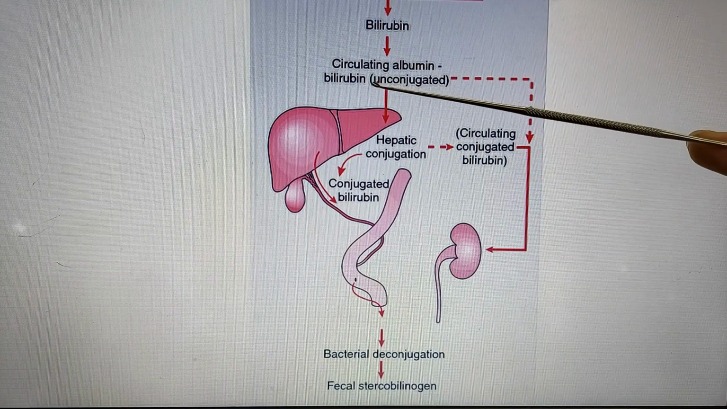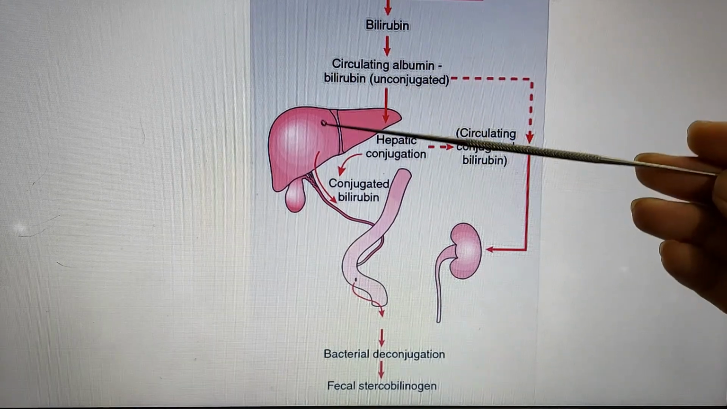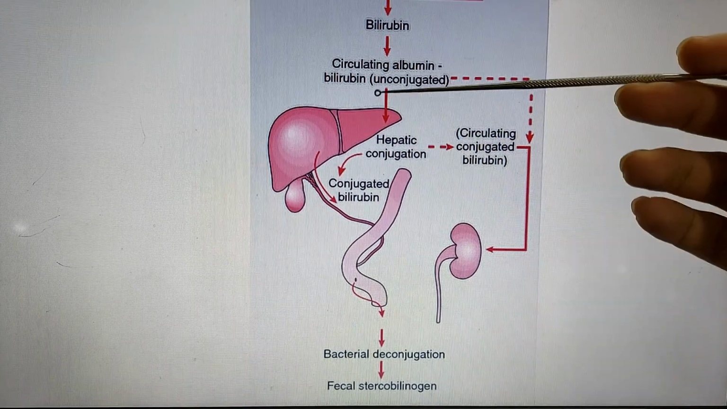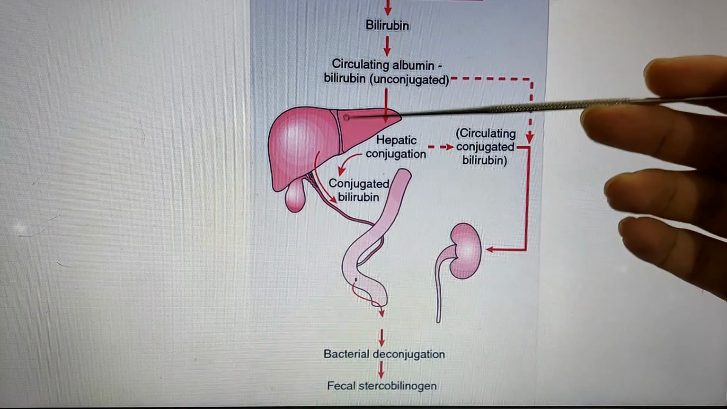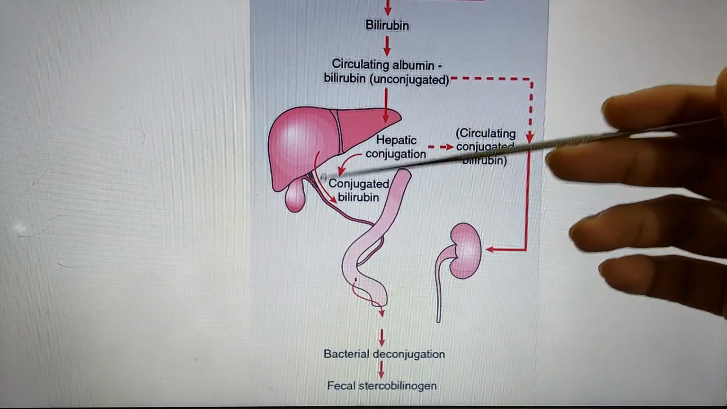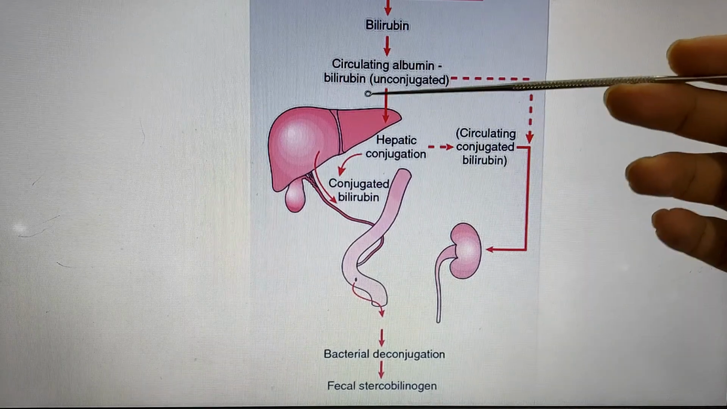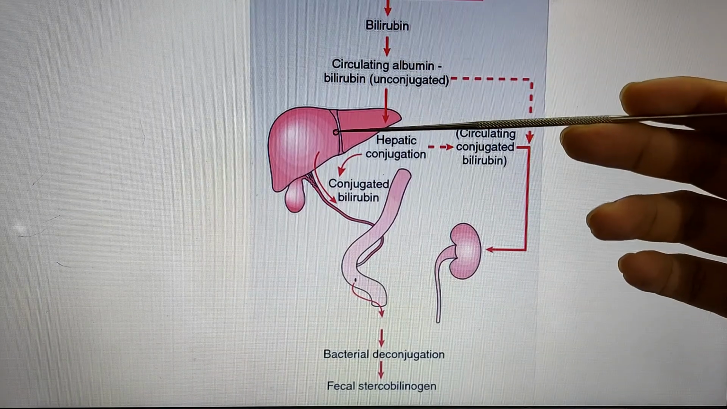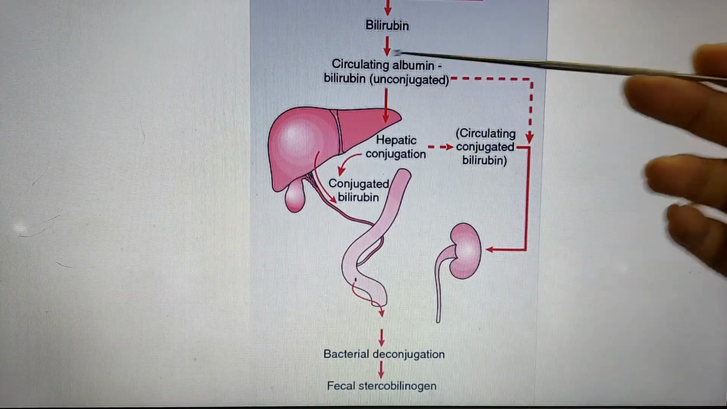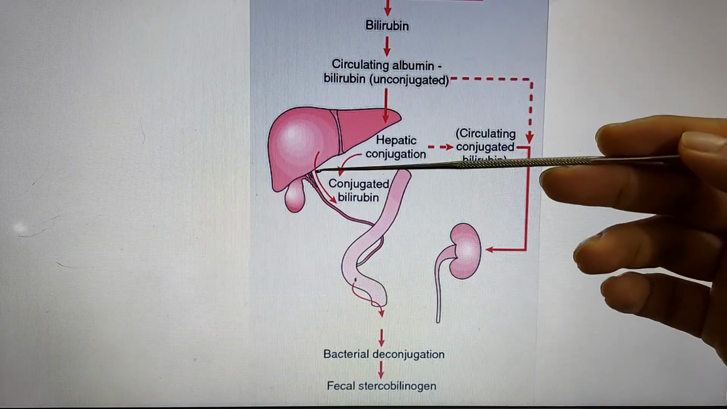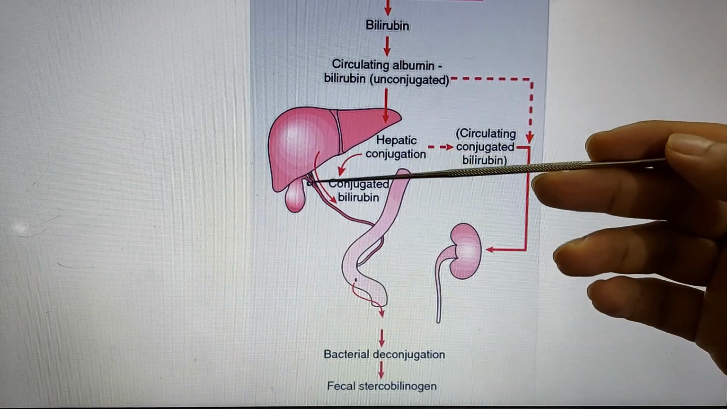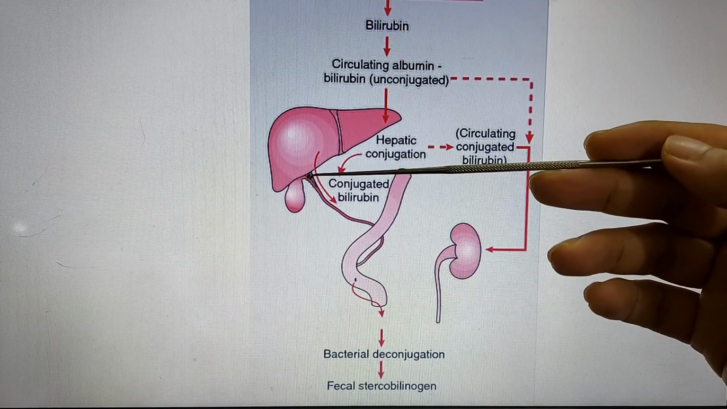When there is pathology in the hepatocyte, the conjugation will be defective, and the excretion also will be defective. For this reason, in hepatocellular jaundice there is an increase in the conjugated bilirubin and an increase in the unconjugated. Both will be increased. And in obstructive jaundice, where there is some obstruction in the bile duct, it may be intrahepatic or extrahepatic. The obstruction might be at this level or this level.